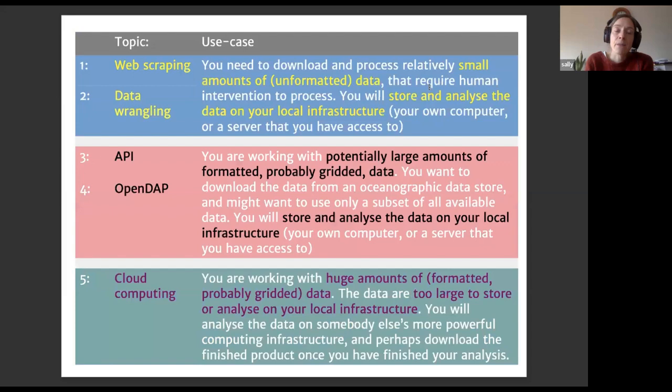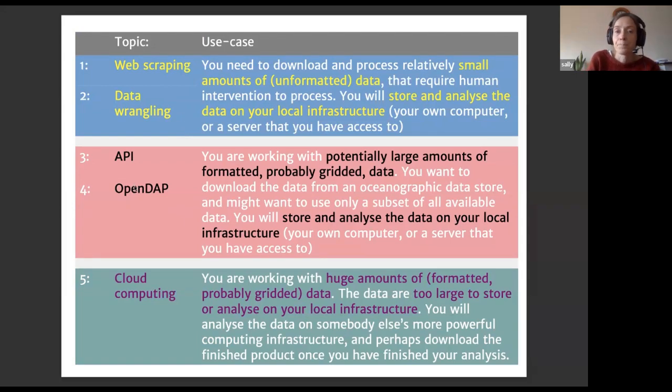So the context in which you would use these different types of data processing methods: the web scraping and data wrangling aspects you would normally use when you're treating relatively small amounts of data that are potentially unformatted. So you're going to do the work of transforming these data into a format in which you can use them. So you want to produce your figure of density. You're going to need to transform your data that you've collected through this method in order to be able to do that.